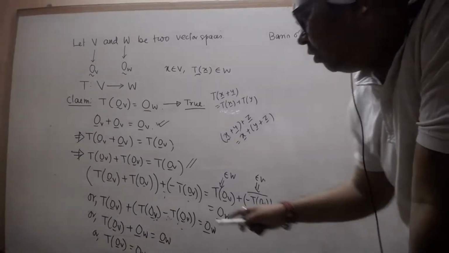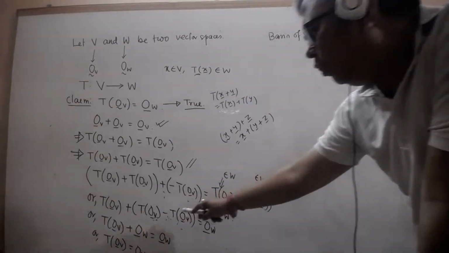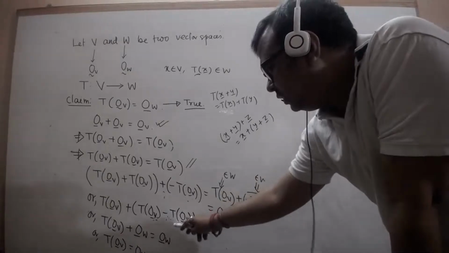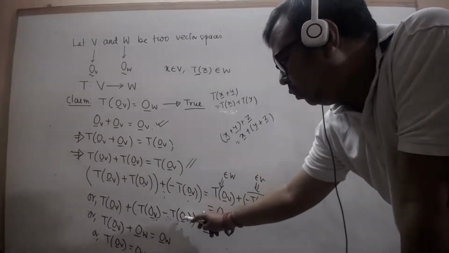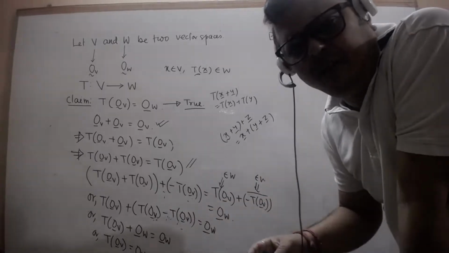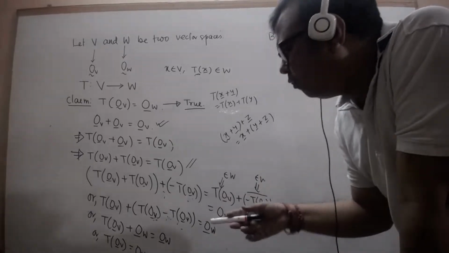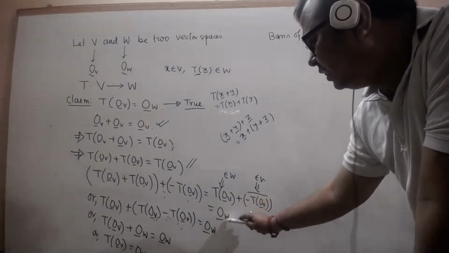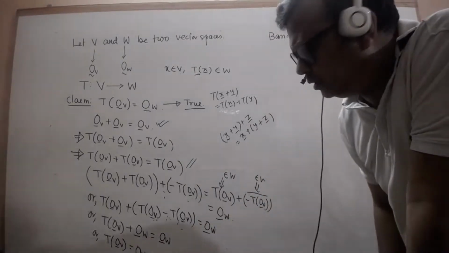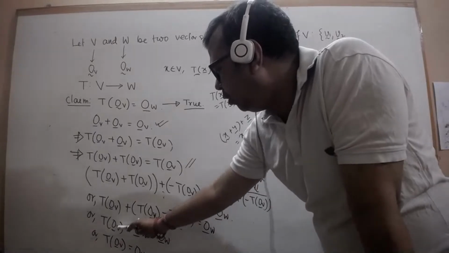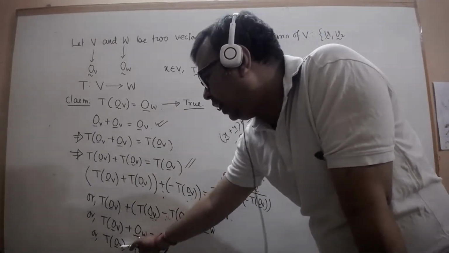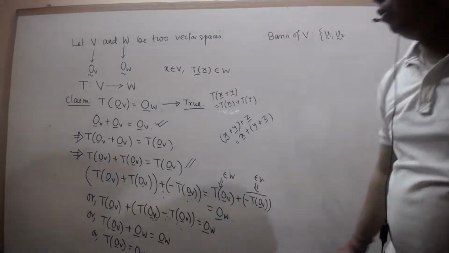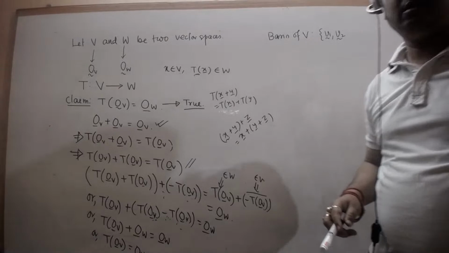Okay, so this thing is clear. T(O_V) and minus T(O_V) both belong to W. So T(O_V) minus T(O_V) gives the null vector of W, so I use O_W. Similarly, the right hand side also gives the null vector of W, which is O_W. Therefore T(O_V) plus O_W gives T(O_V) on the left, and the right hand side is O_W. Hence T(O_V) equals O_W. This means this claim is true.